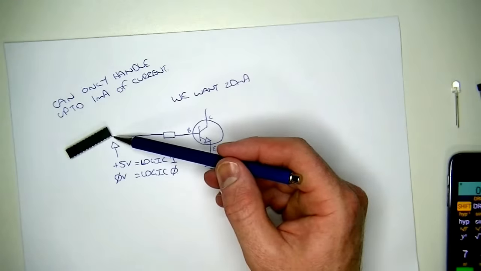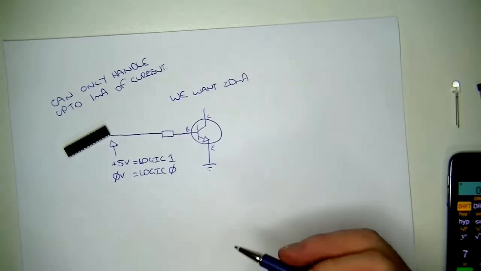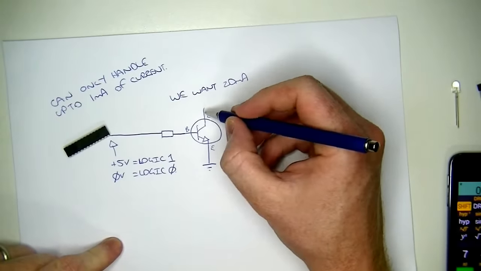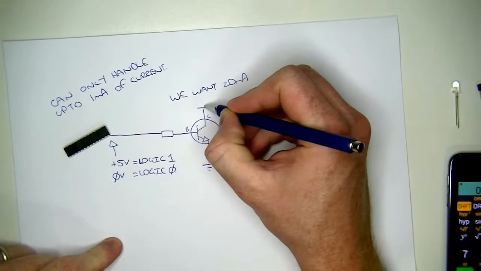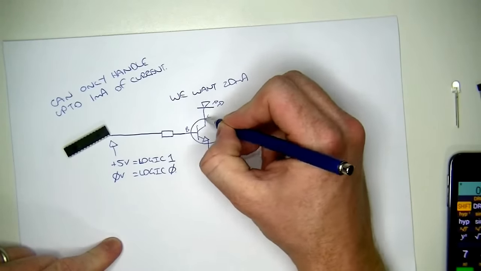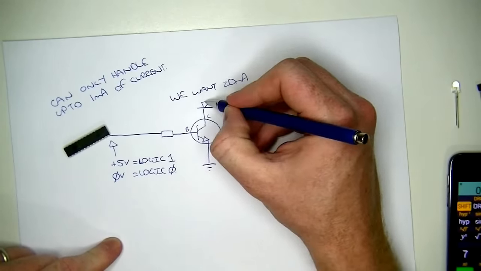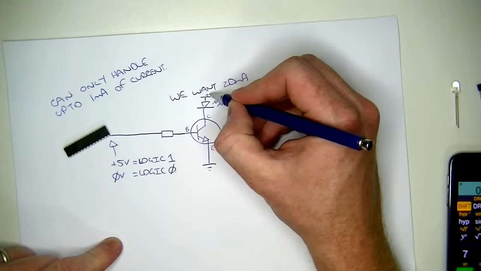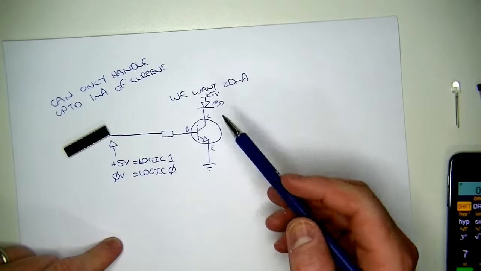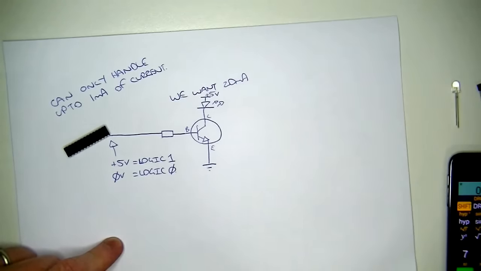So we can either put 5 volts there, or we can put 0 volts. To complete this circuit, we're going to connect our LED, the cathode to the collector. The other side is going to go to our power supply, plus 5 volts. So there's our complete circuit.